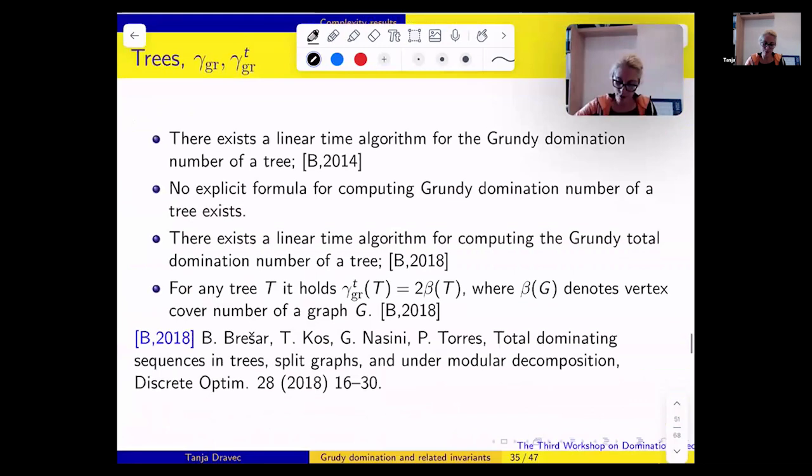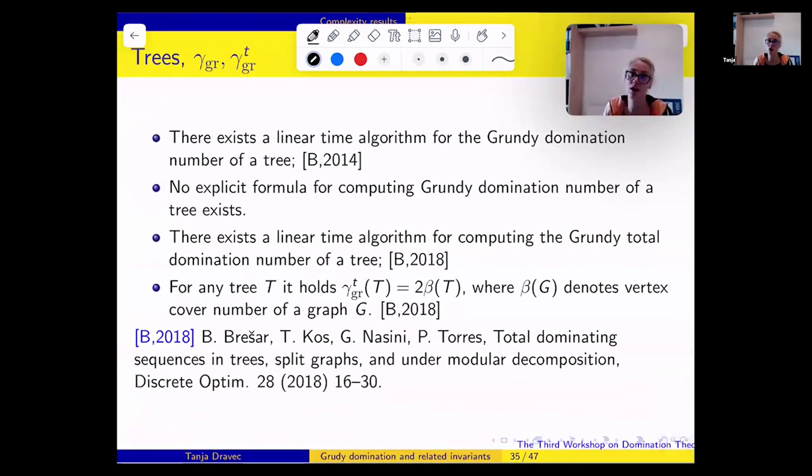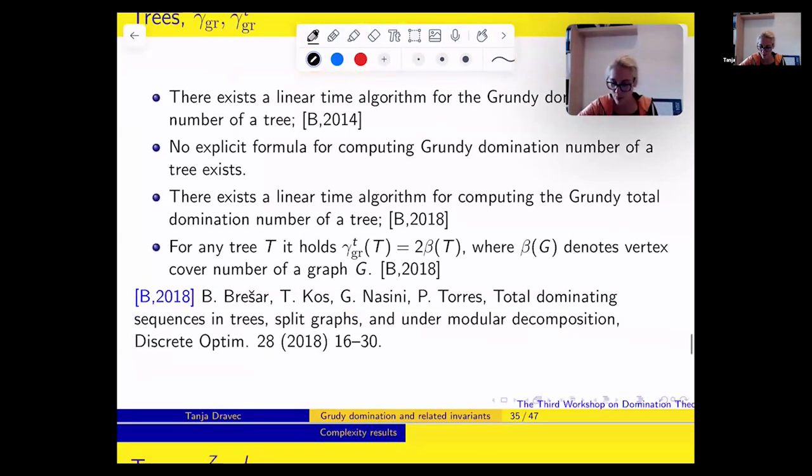Okay, then, for example, we can consider trees. So in trees, these problems are much easier. So there exists linear time algorithm for Grundy domination number in a tree, but there is no explicit formula known. For Grundy total domination number, it is known that it is 2 times a vertex cover in the tree. And there is, of course, linear time algorithm that computes this vertex cover and thus Grundy total domination number.